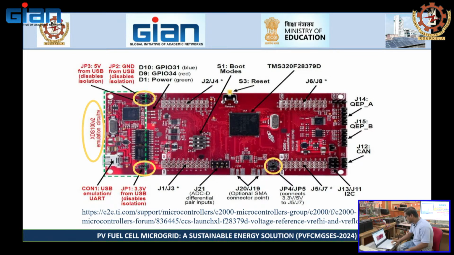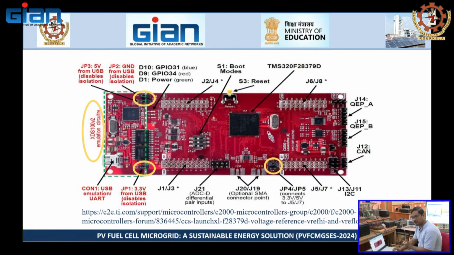Again you can see here J2, JP2 and JP1 have the power supply, where this disables the isolation from ground. This disables the ground between our CPU and the board. If you remove the pins, then we can achieve all the isolation also.